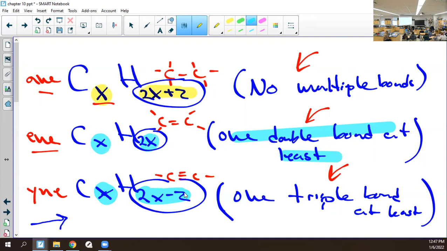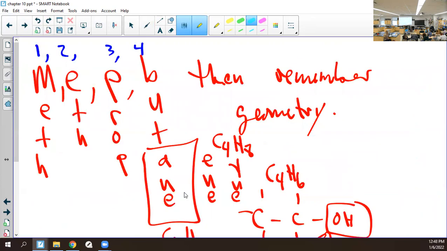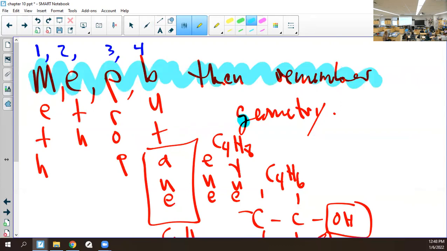So we could have butane, butene, and butyne, and they'd be similar, but different. They would all have 4 carbons, but one would have all singles, one would have 1 double, one would have 1 triple. Now, you won't remember this, but I taught myself this forever ago. MEPB, then remember geometry. Meth, eth, prop, but, and then geometry: pentane, hexane, heptane, octane, nonane, decane. You've heard of one of those before. Have you heard of any of them?